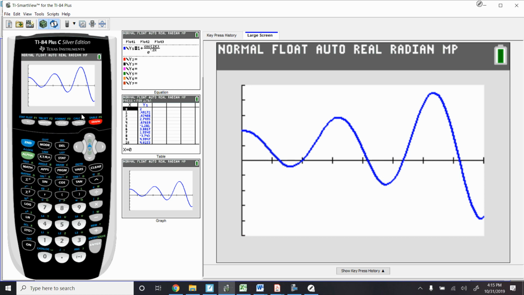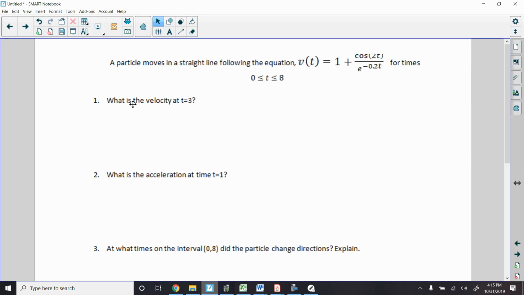Now the cool thing about this is I can evaluate my velocity at any point in time by tracing that. I can find acceleration at any point in time by doing second calc dy dx, right? I can find intersections, I can find zeros. There's just lots of stuff I can do through the graph. So let's go back to the questions. First question is, what is the velocity at t equals 3? So again, I'm looking for v of 3.